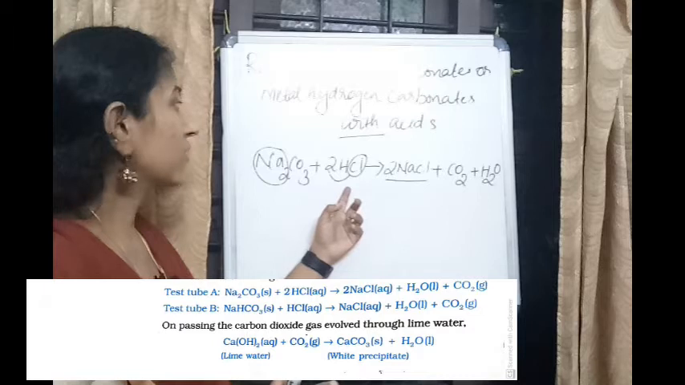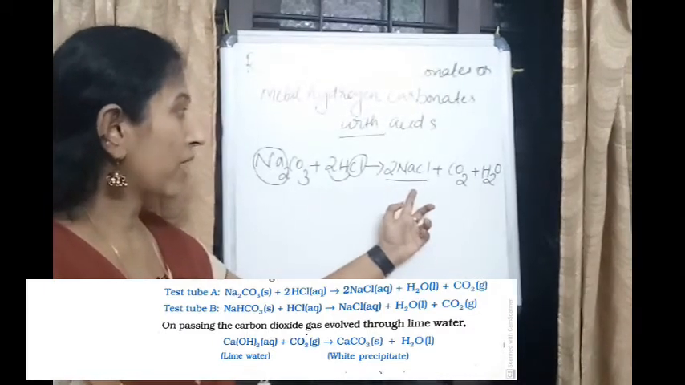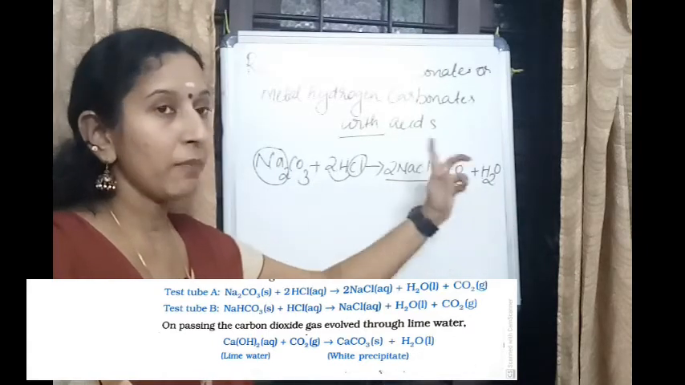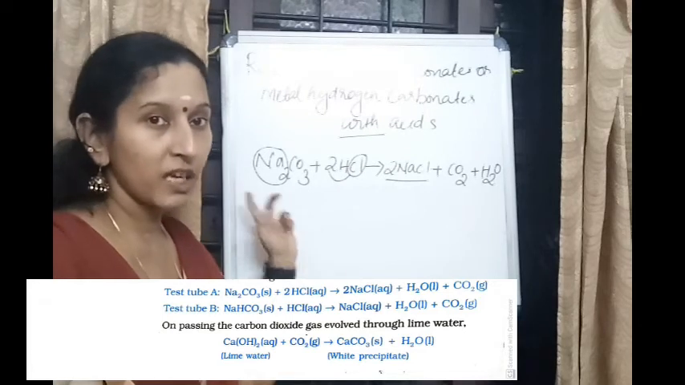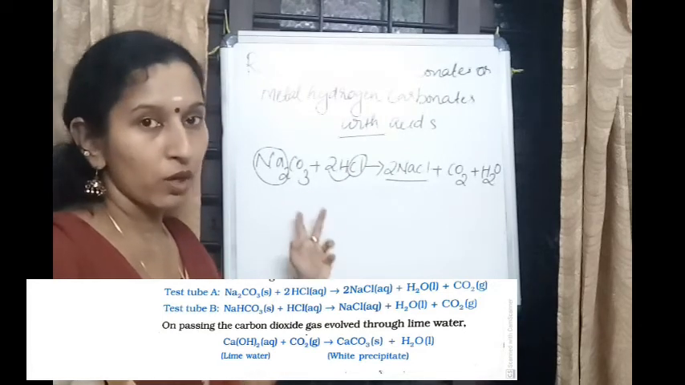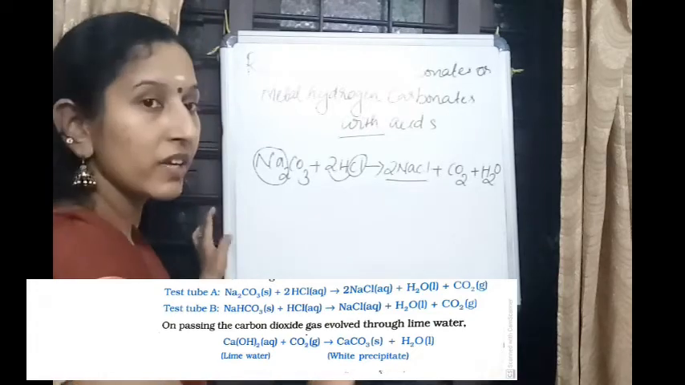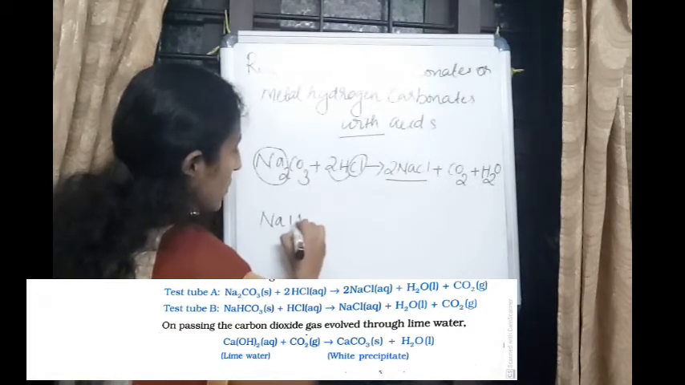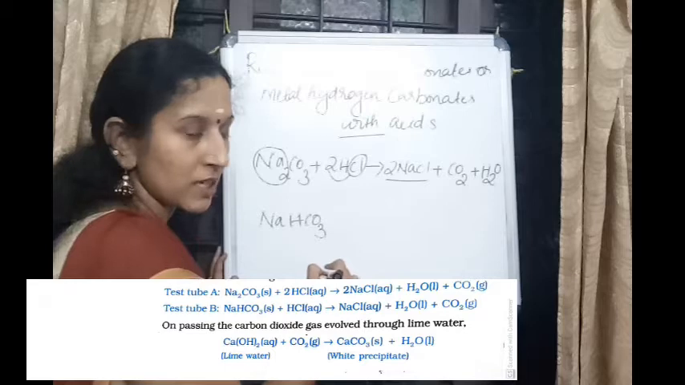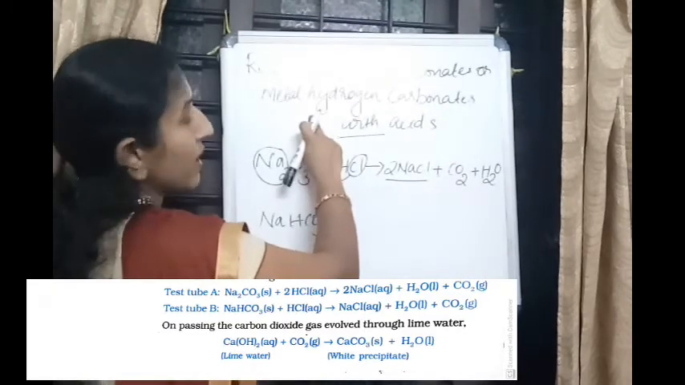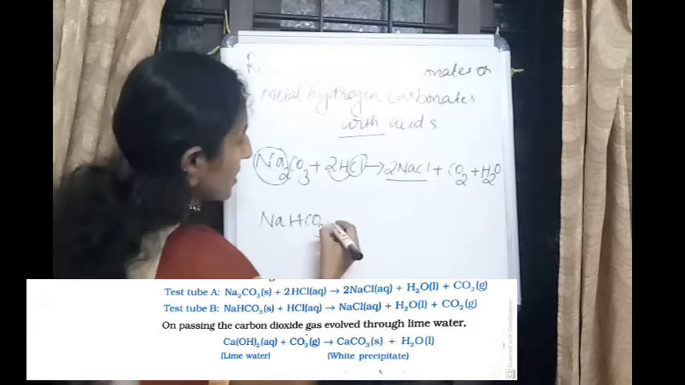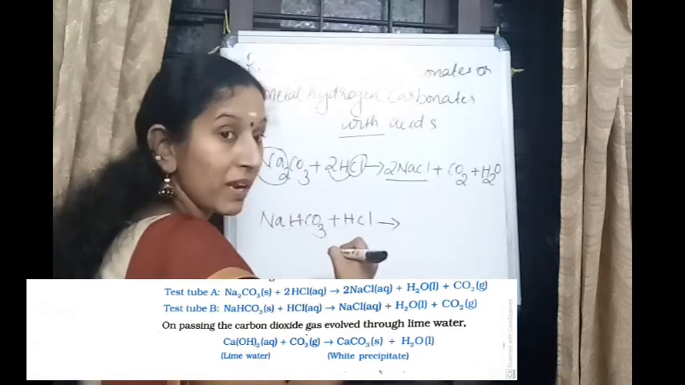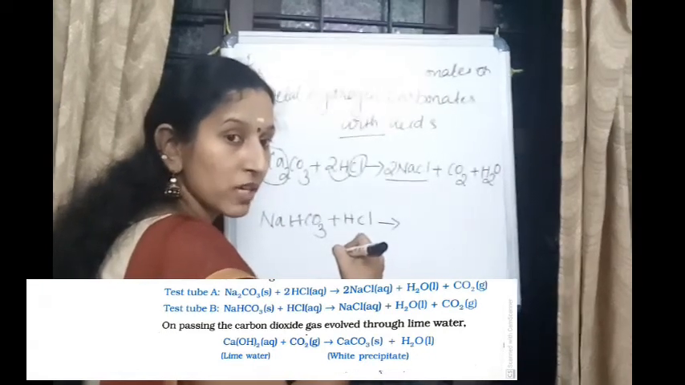When a metal carbonate reacts with an acid, we get 3 products: salt, carbon dioxide and water. Okay, and we can discuss one more equation. NaHCO3, this is sodium bicarbonate. Sodium bicarbonate is an example of a metal hydrogen carbonate. When a metal hydrogen carbonate reacts with hydrochloric acid, it forms metal salt plus carbon dioxide plus water.